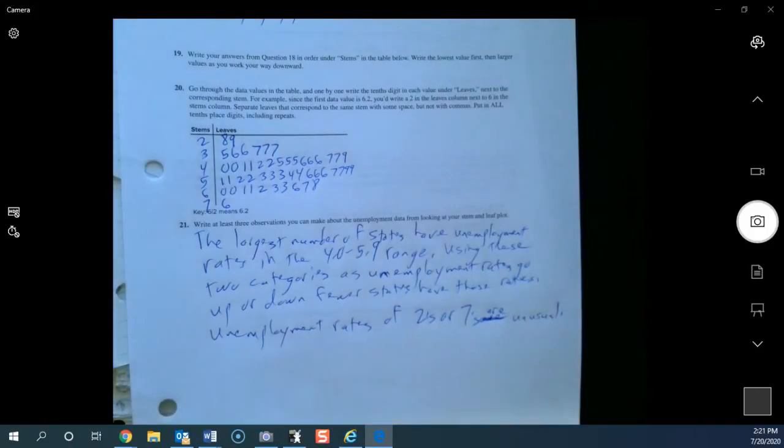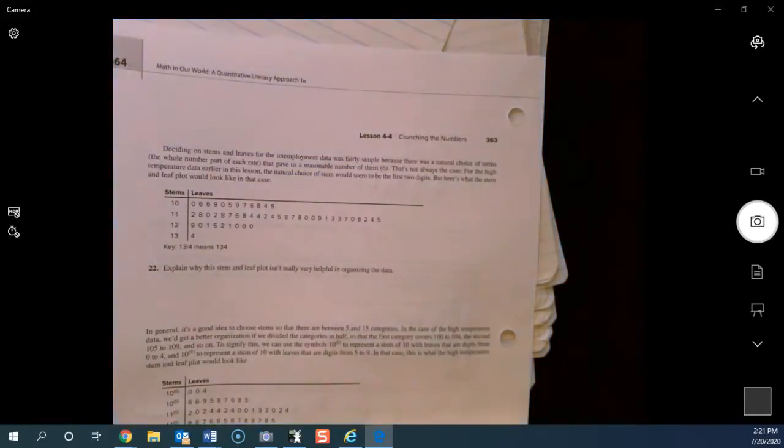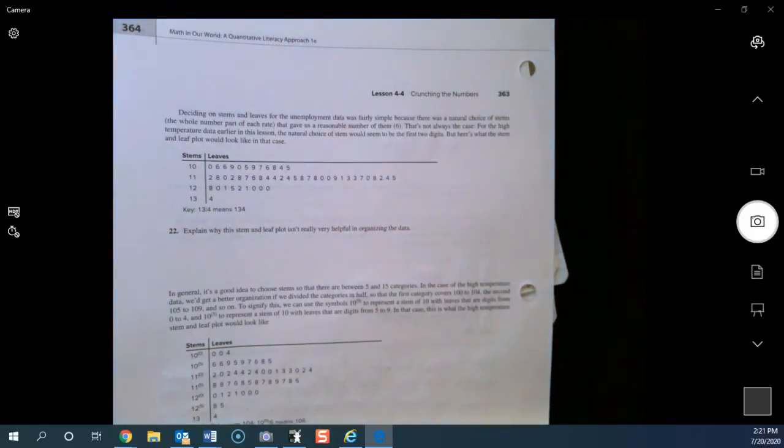Okay, so now we move here to 22. It says deciding on stem and leaves for the unemployment data was fairly simple because there was a natural choice of stems, the whole number part of each rate, that gave us a reasonable number of them, 6. That's not always the case. For the high temperature data earlier in this lesson, the natural choice of stem was seen to be the first 2 digits. But here's what the stem and leaf plot would look like in that case.